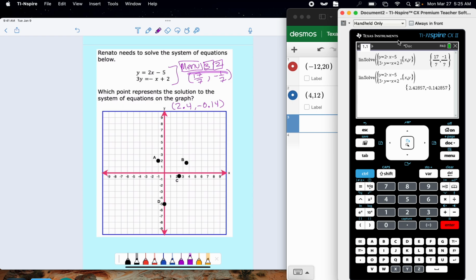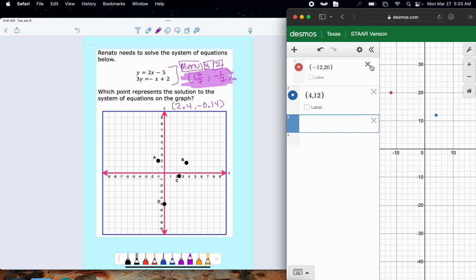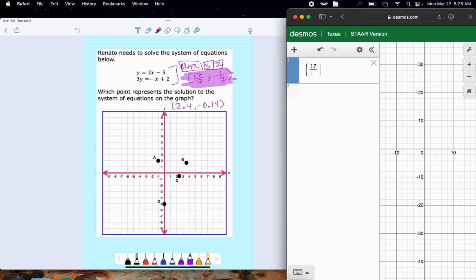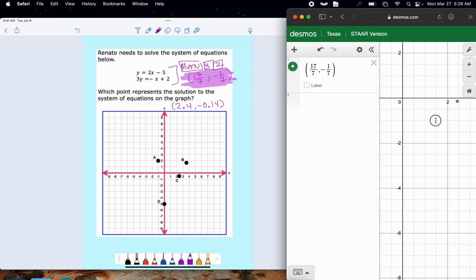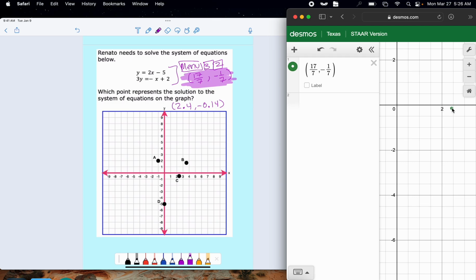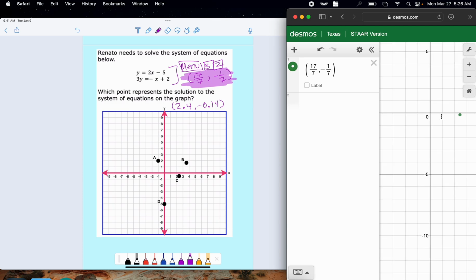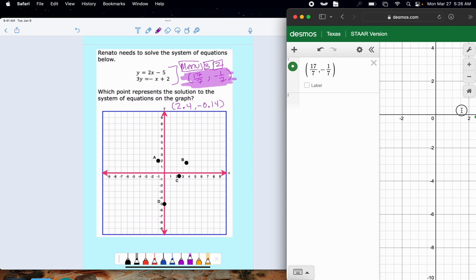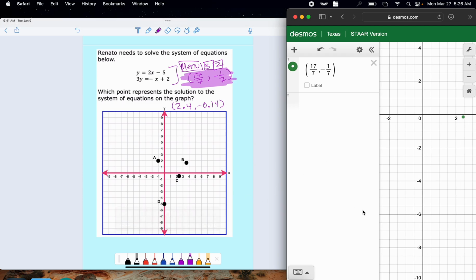What we can do is put this into Desmos, because the decimal is kind of hard to look at. So we're going to go to Desmos, put a point in, parentheses, 17 divided by 7, comma, negative 1 divided by 7. And we see that point is over here. So let's zoom in and see what we see. We know it's right behind the 2 and it's right below the line. So the only point that matches this little point right here is going to be C. This point right here. So that would be my answer. It's the only one that's in the same kind of area.